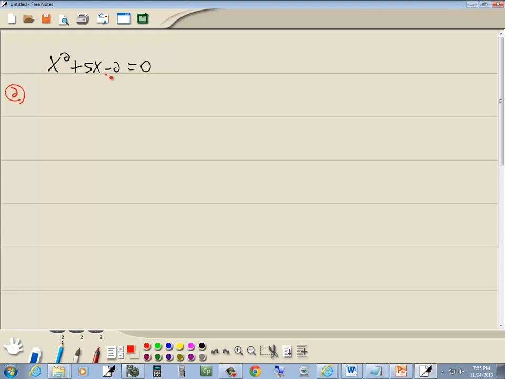Step 2, take the constant term to the right side. So I take the negative 2 over. So we'll have x squared plus 5x is equal to 2.